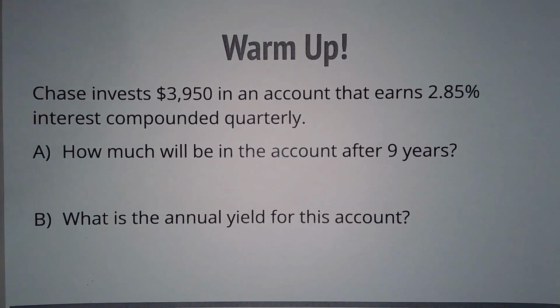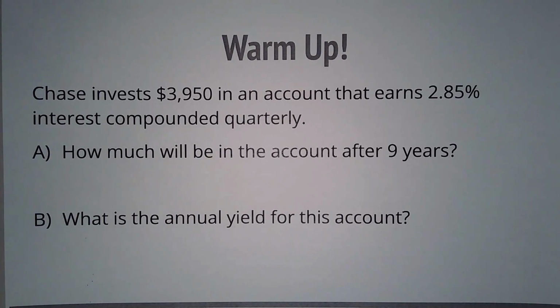All right, we'll go through our warm-up, and this is really similar to one of the questions that's going to show up on your Chapter 7 test. So this says Chase invests $3,950 in an account that earns 2.85% interest compounded quarterly. And we're asked how much will be in the account after 9 years.